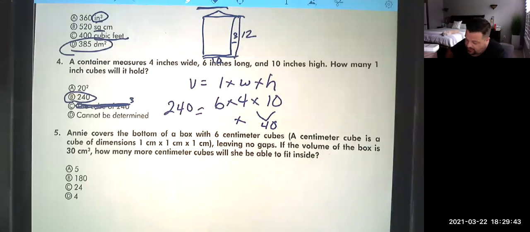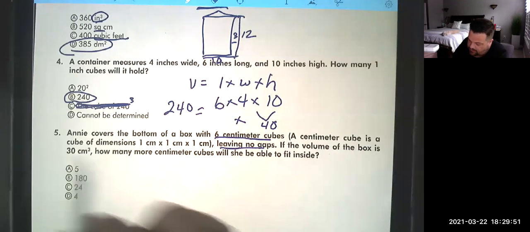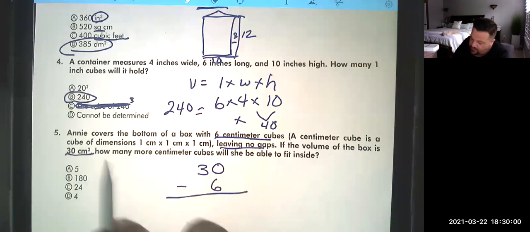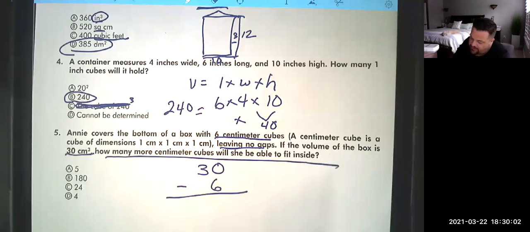Okay, so Annie has covered the bottom of the box with 6 cubes. She left no gaps. The total volume is 36. So that means, or 30. It'll hold 30 cubes. She's already put 6 in. We want to know how many more can she fit in? Your answer would be 24.